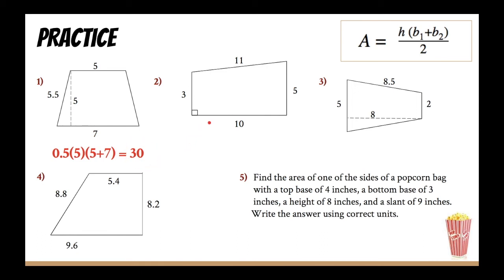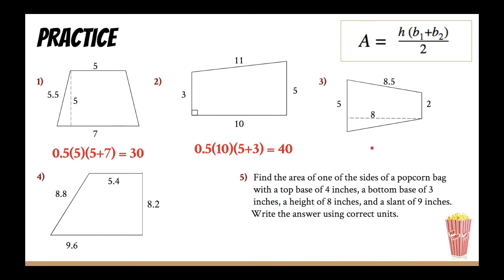Try number 2. The answer will be revealed in 3, 2, 1. This trapezoid is on its side. Remember that this square indicates a right angle, meaning that 10 is actually the height. The top base plus the bottom base is equal to 5 plus 3, or 8. 8 times 10 divided by 2 is 40.